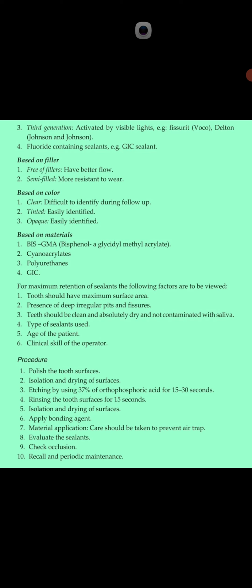Now, this is all about pits and fissure sealant. Today our topic is complete.